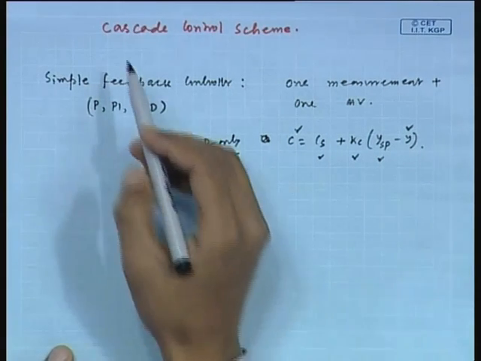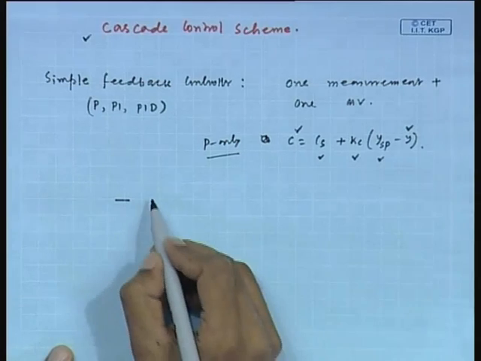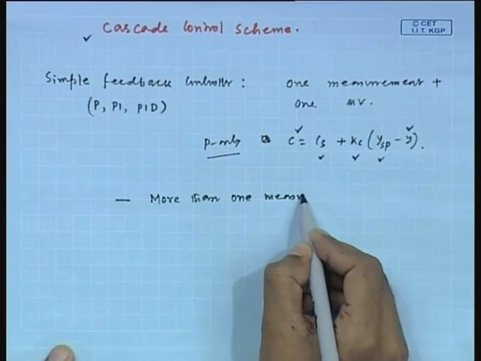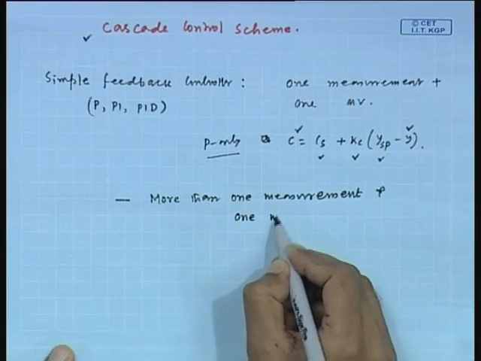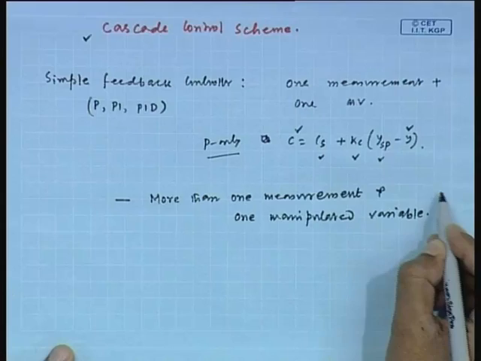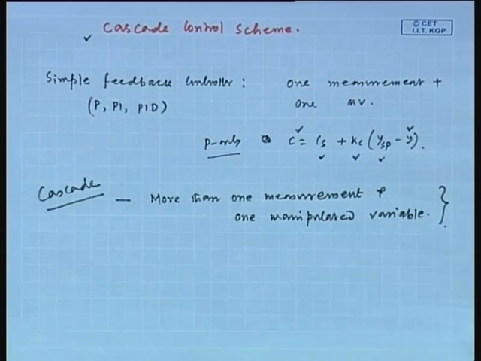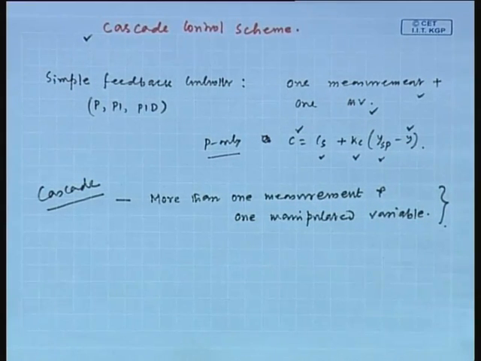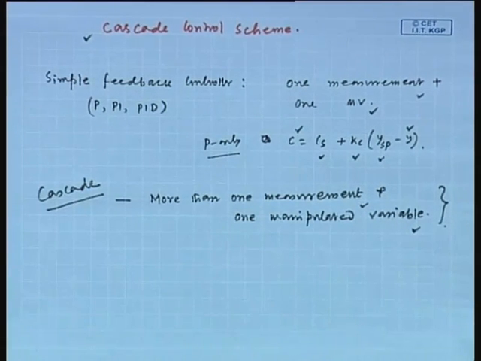Now, we will discuss the cascade control scheme, in which more than one measurement and one manipulated variable are involved. For the simple feedback control scheme, one measurement and one manipulated variable are involved, but for the case of the cascade controller, more than one measurement and one manipulated variable are involved.